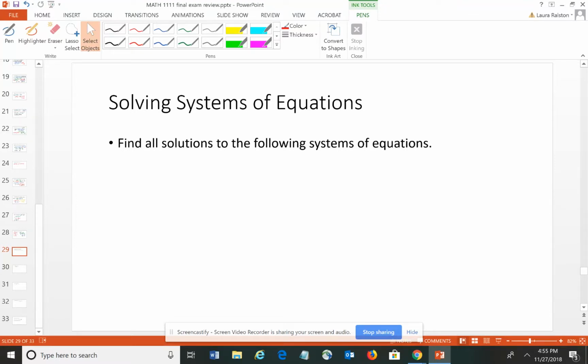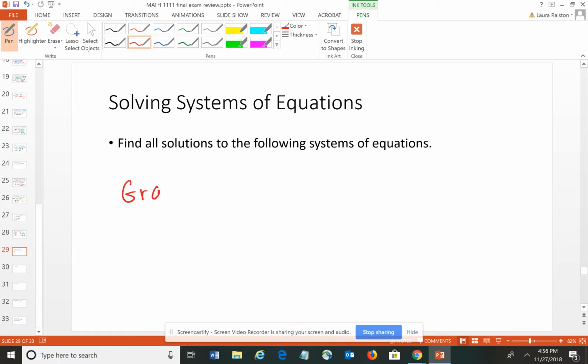Back to the review for the college algebra final exam. We're on page 2 of the review that was provided. It's on solving systems of equations. And the instructions say find all solutions to the following systems of equations. And if you'll remember, we studied 3 different methods for solving systems.